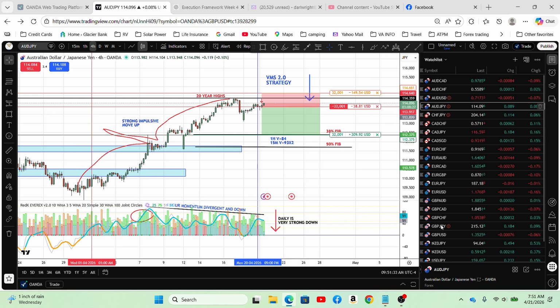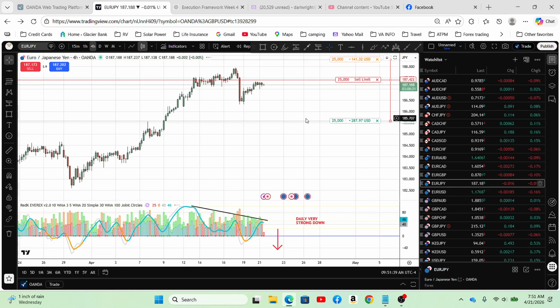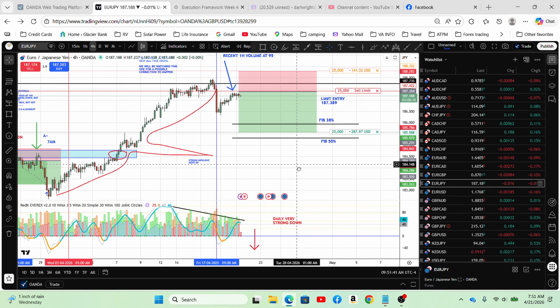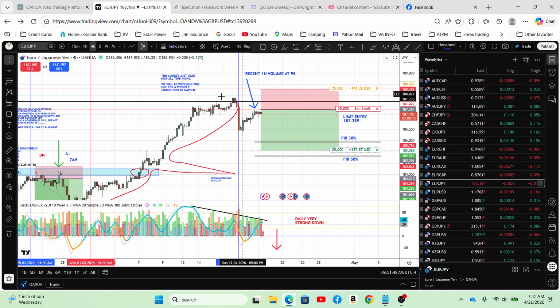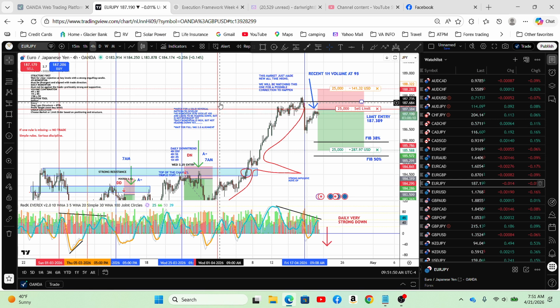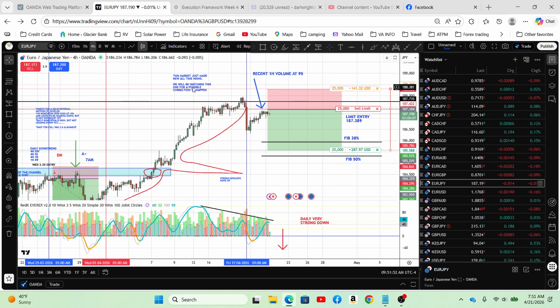And the next one that we are looking at is a limit order, and that's in the euro to the Japanese yen right here. And this is where my limit order is sitting. And so we will see. This one is at all-time highs, I believe. The market just made all-time highs.